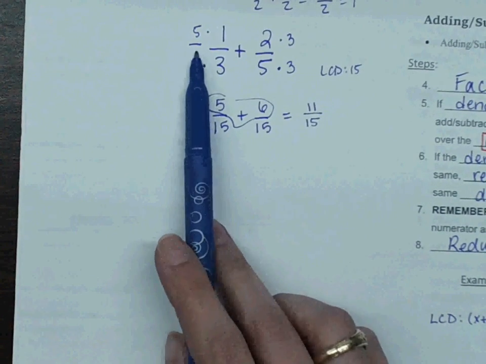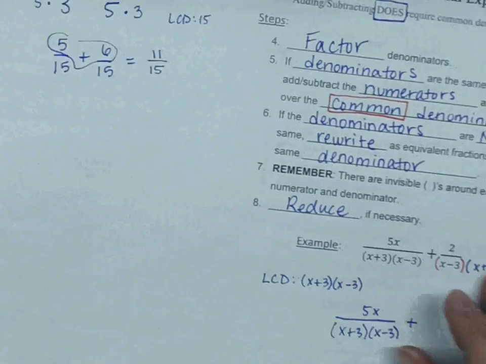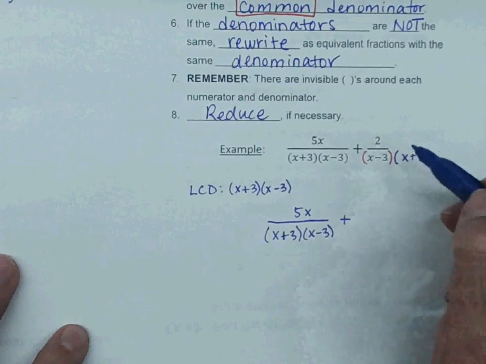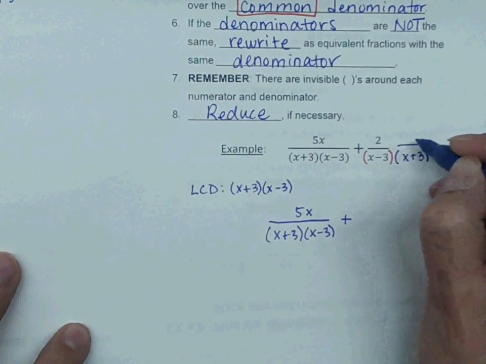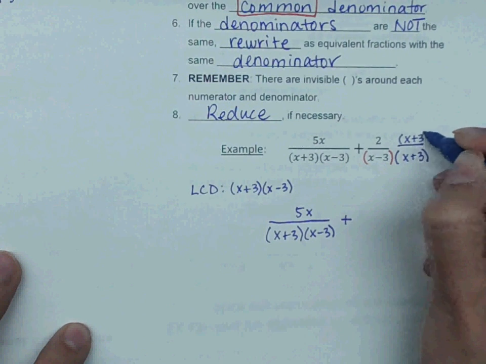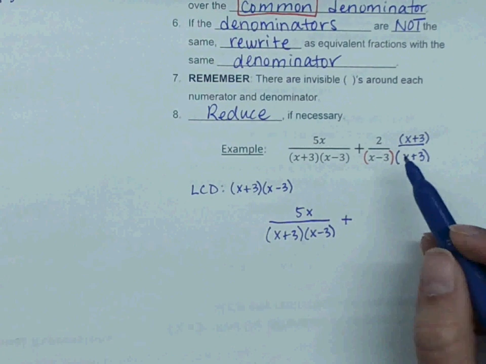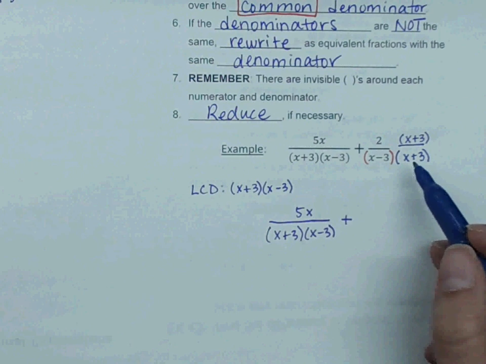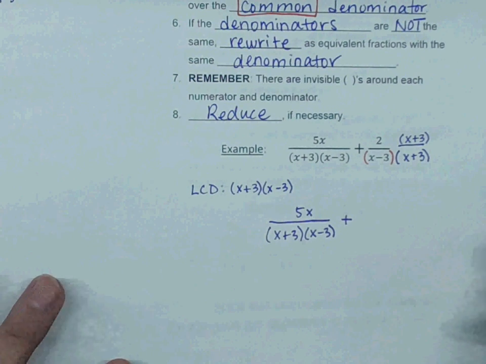We had to multiply it by a 1, right? 5 over 5. So the same thing goes here. If I multiply the bottom by x plus 3, I also have to multiply the top by x plus 3. Keep it even, right? Because now I'm just multiplying times a 1, so I'm not actually changing my equation.